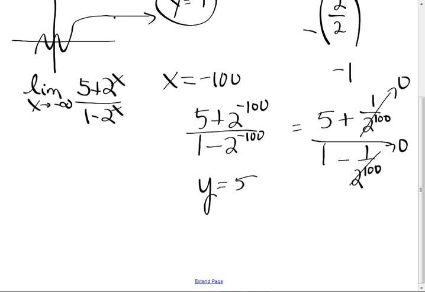You always have to look at the limit as x goes to infinity and x goes to negative infinity, as x goes to some c value.